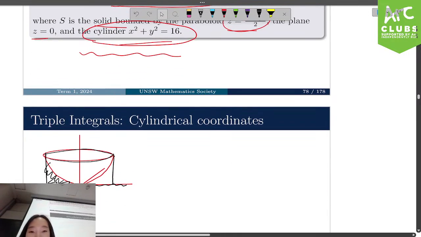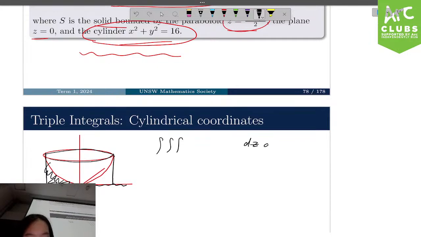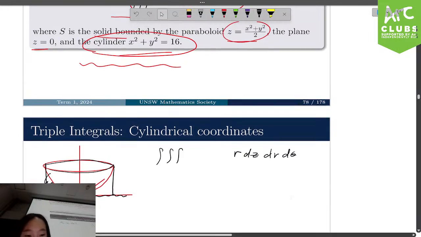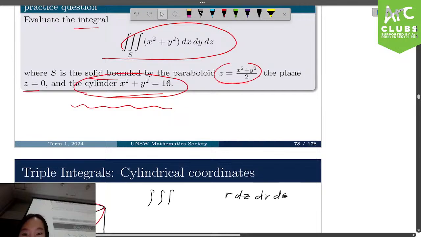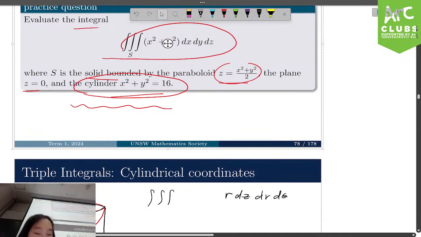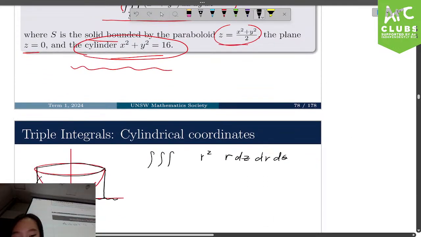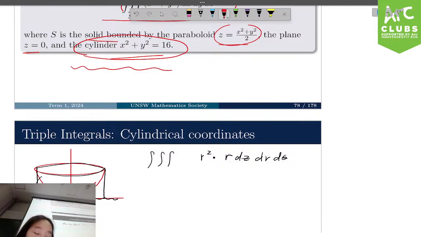All right, so after we have drawn the graph, write down the integral. We use dz, dr, d theta. Don't forget we have r inside of the integral. Okay, cool. And now what we need to do is just represent x squared plus y squared in terms of the cylindrical coordinates. That would just be r squared, very easy. And now the hard part is we need to determine the bounds for z, r, and theta.